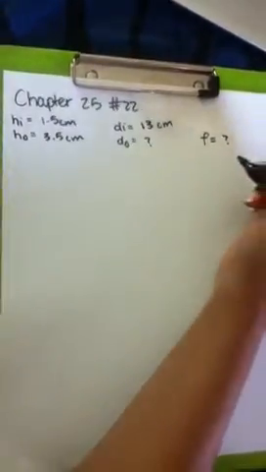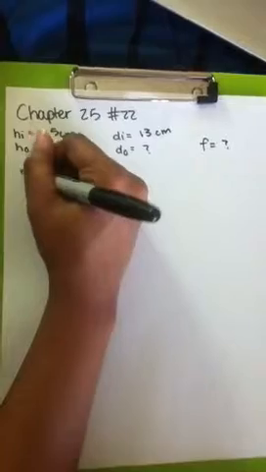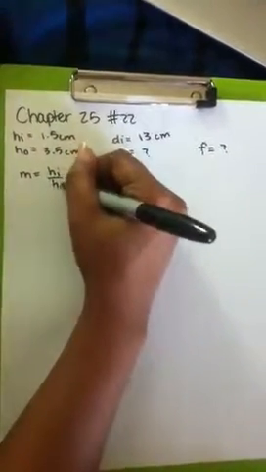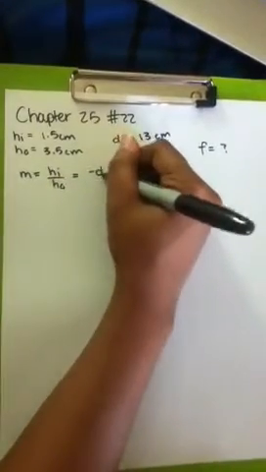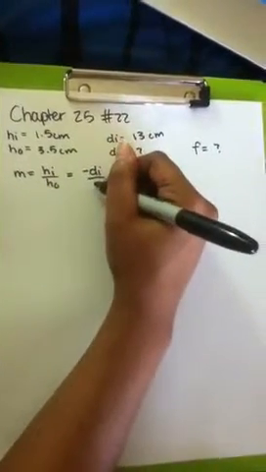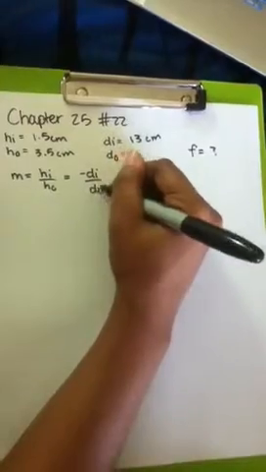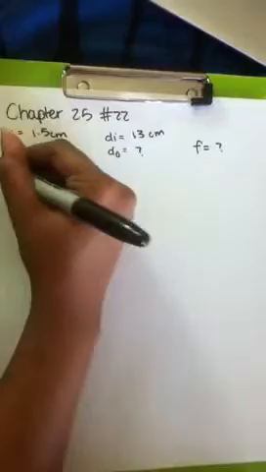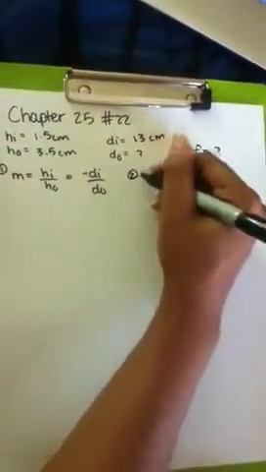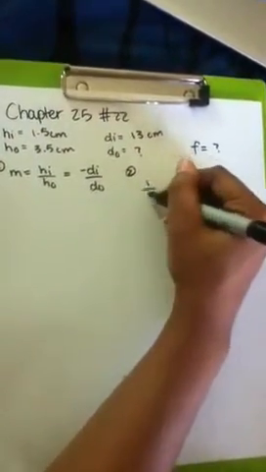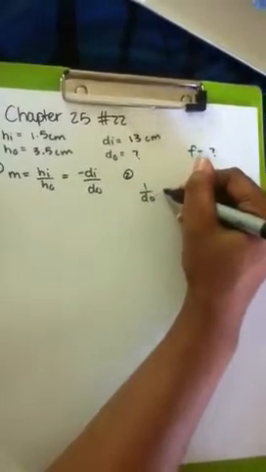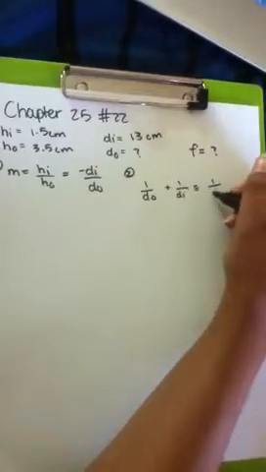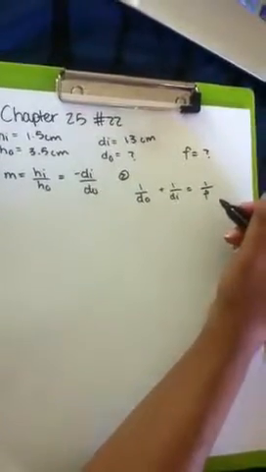So I am going to use these two equations right here. The height of the image divided by the height of the object is equivalent to the distance of the image divided by the distance of the object. This is the first equation. The next equation I'm going to use is 1 divided by the distance of the object plus 1 divided by the distance of the image is equal to 1 divided by the focal length.